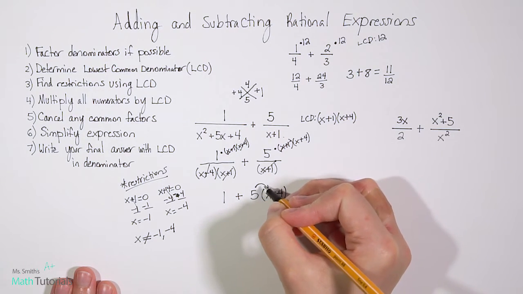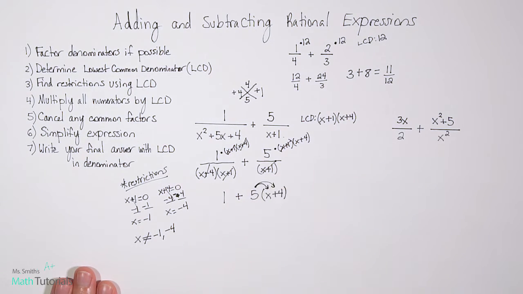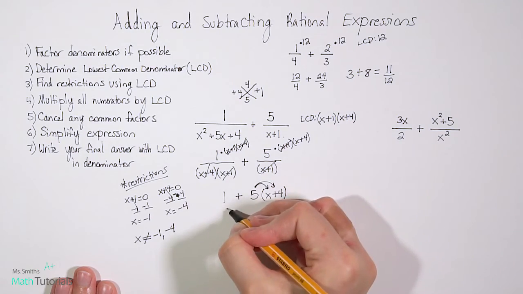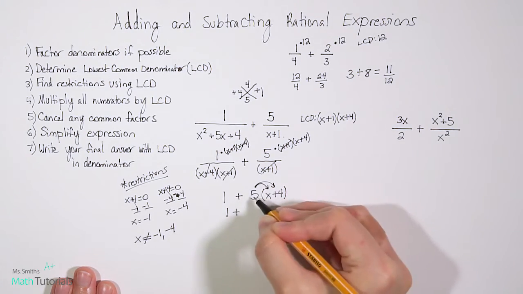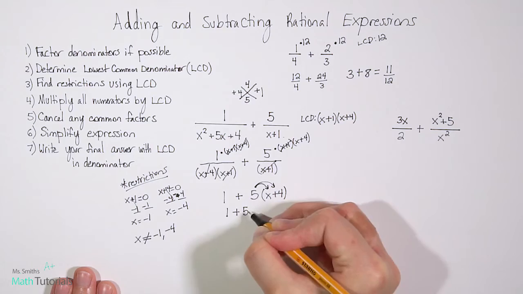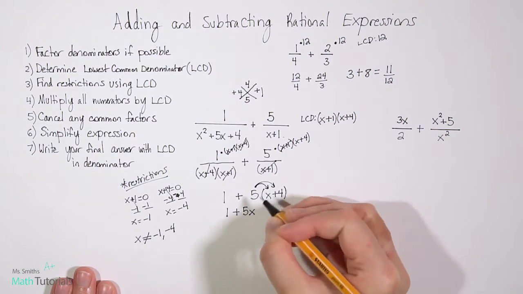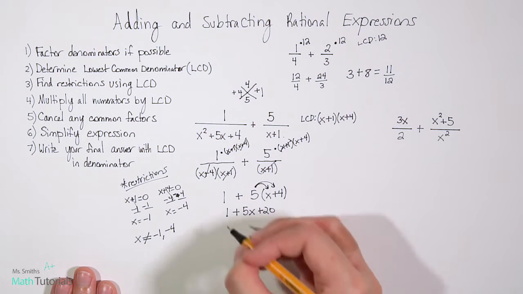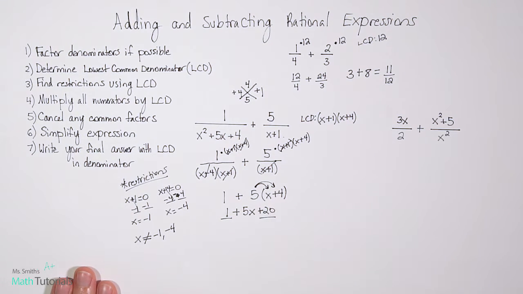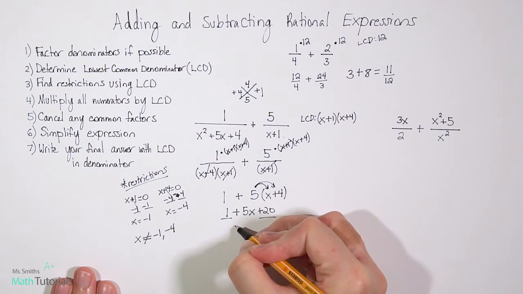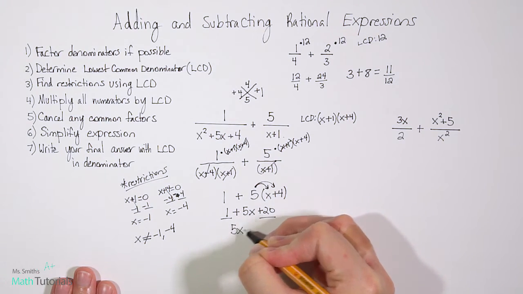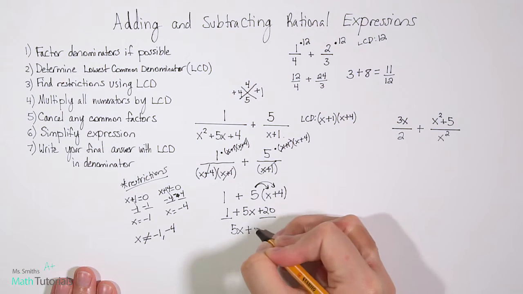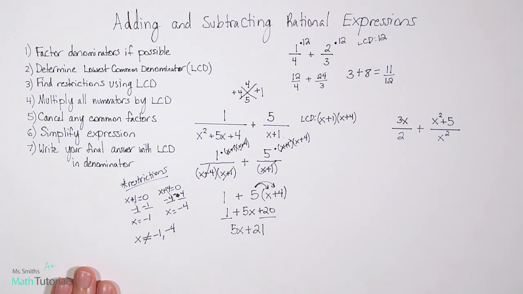Hopefully you're thinking distribute, because that's what we need to do with that 5. So we've got a 1 plus 5 times x is 5x, and 5 times positive 4 is positive 20. We would then want to combine any like terms. So I see we've got a 1 and a 20 there. We always write the x first, so let's put 5x plus, and then 20 plus 1 is 21.